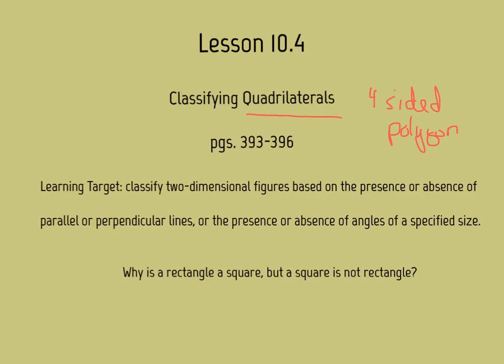I want you to look at my question here at the bottom, and hopefully by the end of this we can answer it. My question is, why is a rectangle a square, but I can't say that a square is a rectangle? So a rectangle is a square, but a square is not a rectangle, and why? Hopefully by the end of this you'll be able to answer that for me. Let's go ahead and look on page 393.